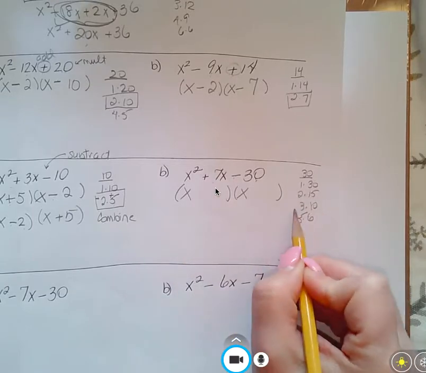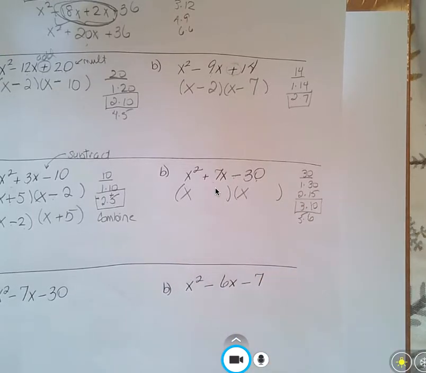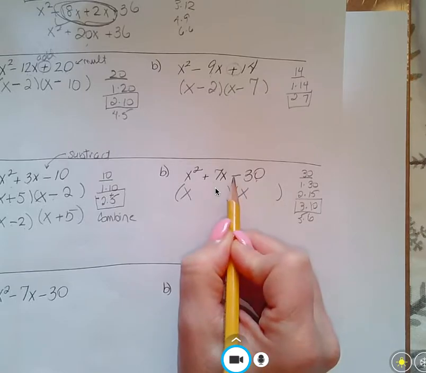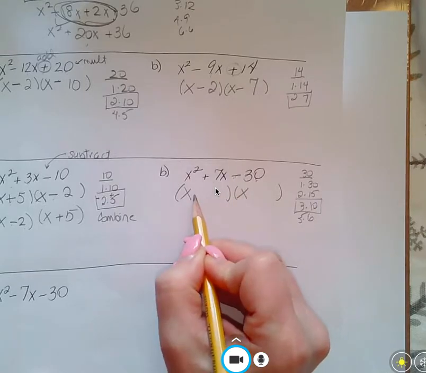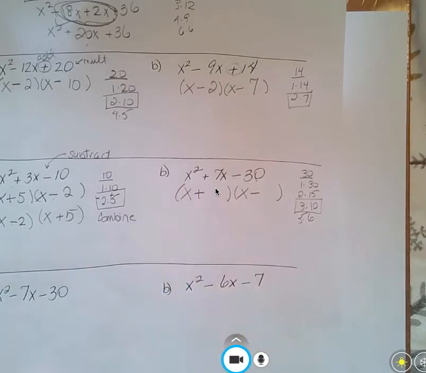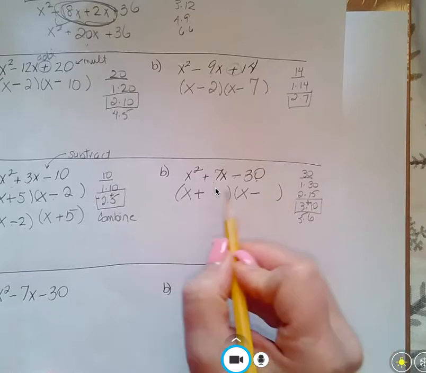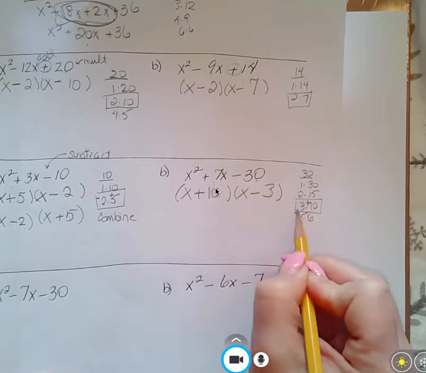Subtract and get 7. There it is. Subtract these numbers, and I'll get 7. So now I know my numbers are 3 and 10. But remember, you're multiplying to get a negative. So we do have one of each sign. And it's a positive 7. So the positive goes with the larger number: plus 10, minus 3.